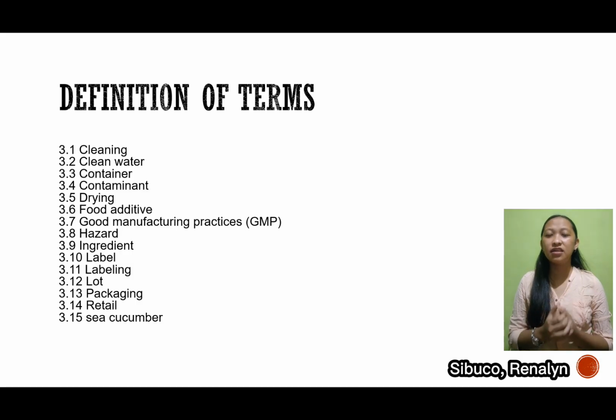For cleaning, removal of gut, contents, dirt, and other extraneous matter adhering to the raw material through washing with clean water. For clean water, from any source where harmful microbiological contamination substances and or toxic plankton are not present in such quantities that may affect the health quality of fish, shellfish, and their products.